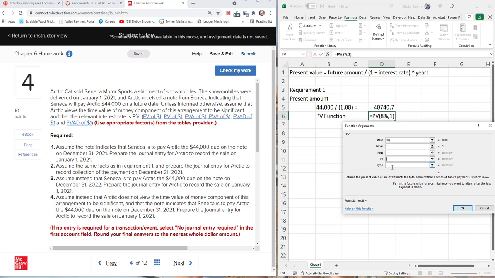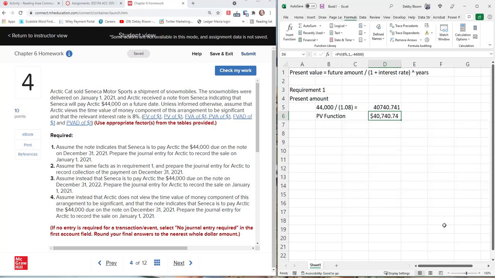Now, if I put in 44,000 in the future value as a positive number, I'm going to get a negative answer. So to get a positive answer, I just put in a negative 44,000. And notice I'm getting the exact same answer, 40,740.7. So I click OK, and once again, it's just two different ways to get the exact same answer.